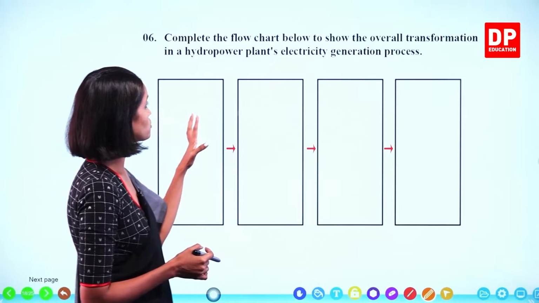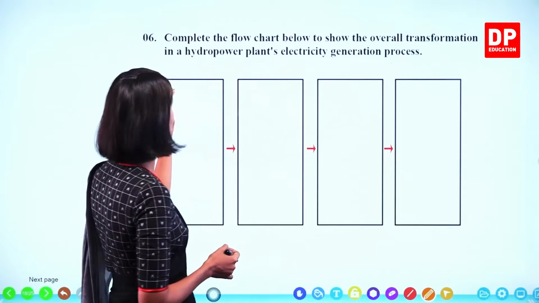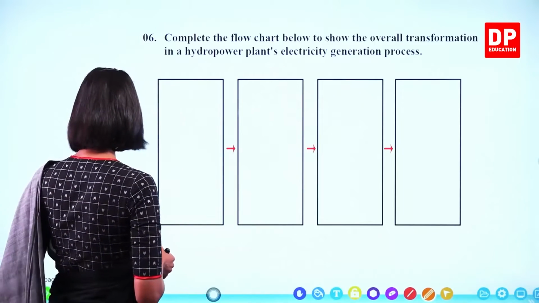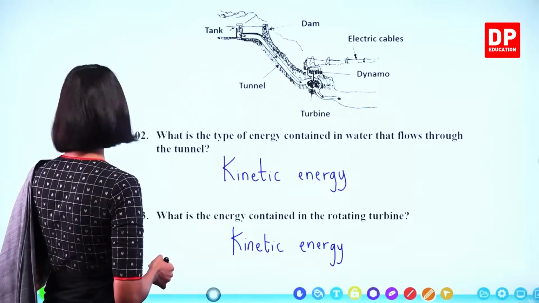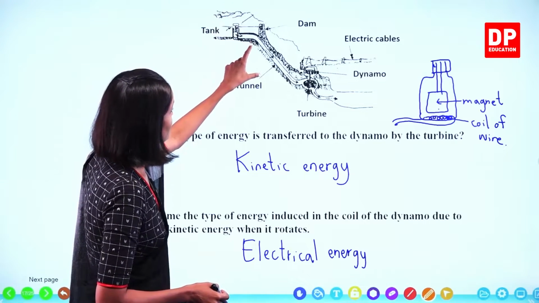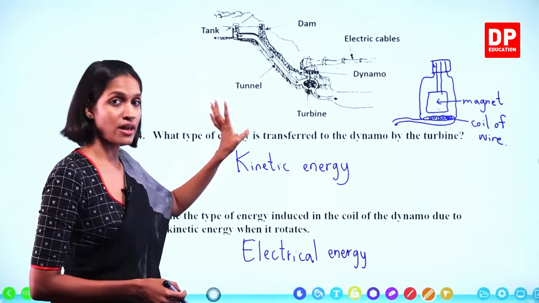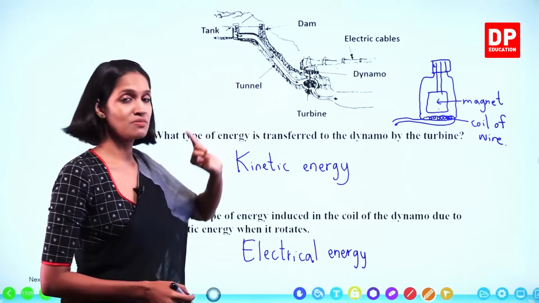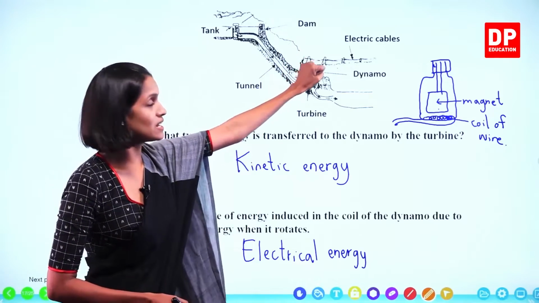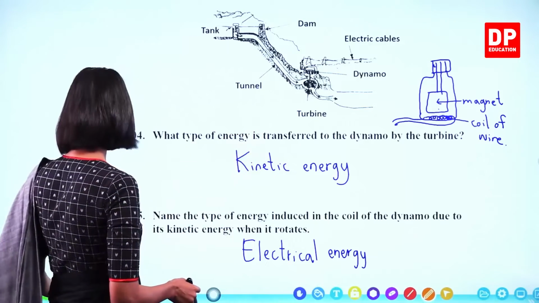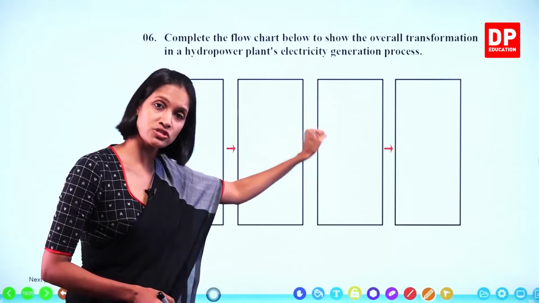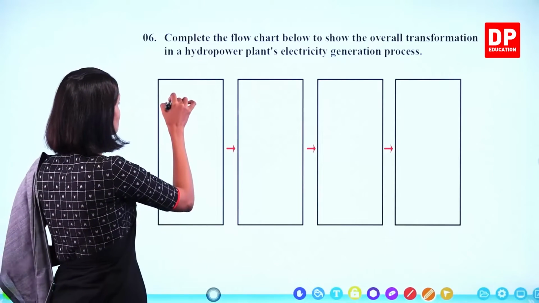Complete the flow chart below to show the overall transformation in a hydropower plant's electricity generation process. We can start with the tank, where the tank contains potential energy, right? So potential energy, and then the kinetic energy of water, that's step 2. Kinetic energy of turbine, step 3. Kinetic energy of dynamo, step 4. And the electrical energy, step 5, right? Here only 4 steps are given. Therefore, in between we will put 2 steps together. So we will start here.